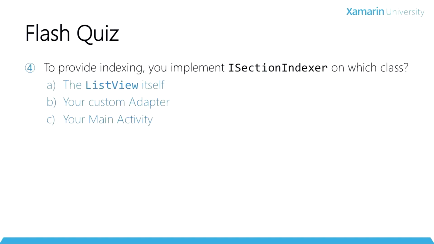Question 4. To provide indexing, you must implement the ISectionIndexer on which class? A, the list view itself, B, your custom adapter, or C, your main activity. And the correct answer is B. You implement the ISectionIndexer on your custom adapter.